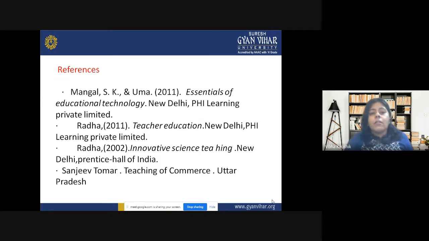Now, students, today we have discussed the instructional approach, and then we have discussed the different types of instructional approach. Then we have come to know that there are three types of instructional approach. The first one is linear, the second one is branching, and the third one is computer assisted instruction.